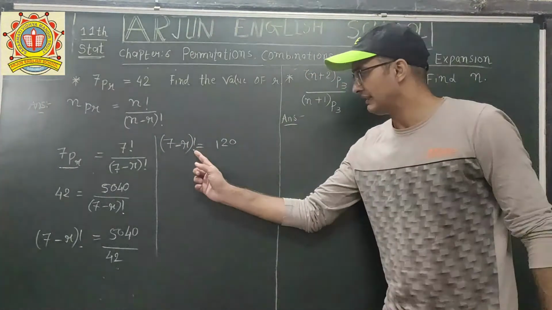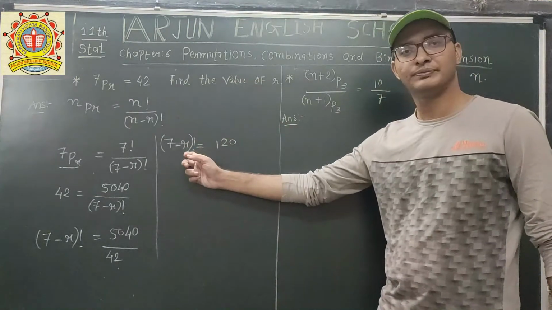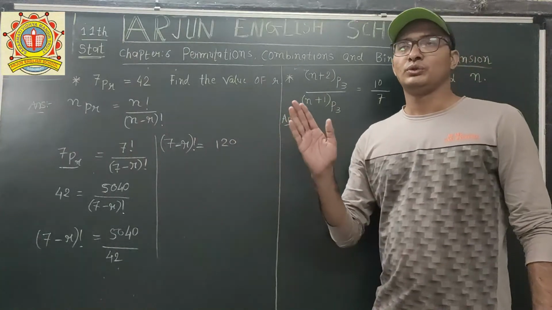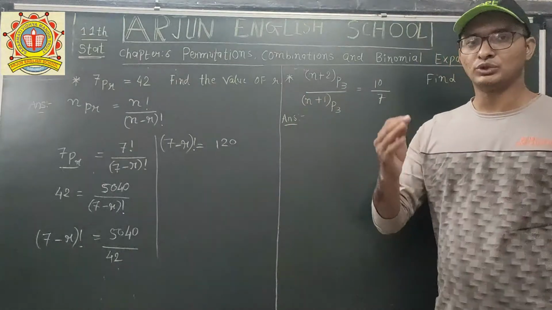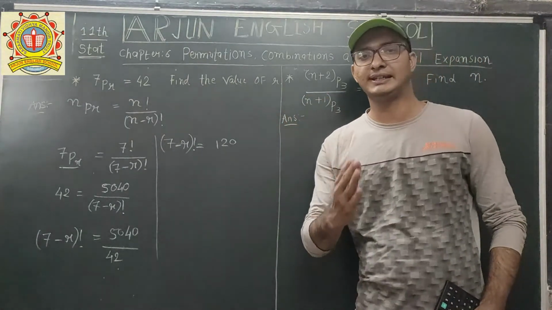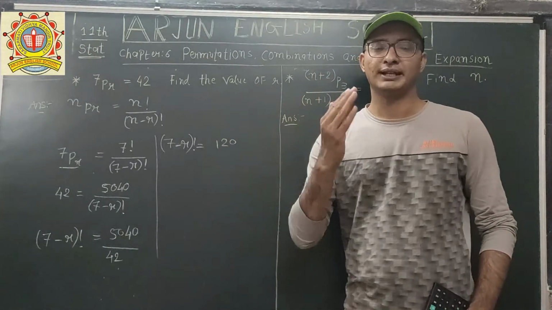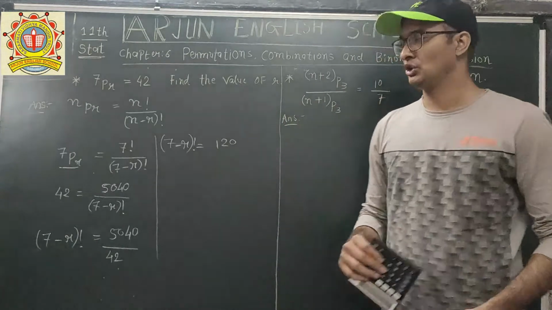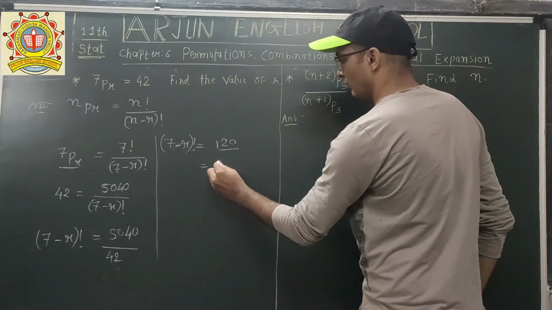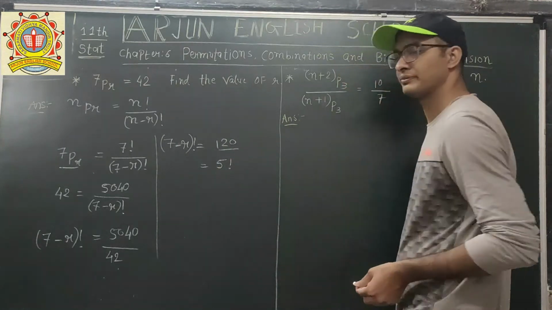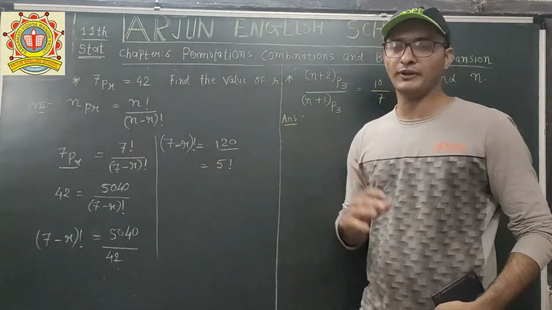Now here you can see that the sign of factorial is here. We have to find the value of r. For this we need the knowledge that 1 factorial is equal to 1, 2 factorial is equal to 2, 3 factorial is equal to 6, 4 factorial is equal to 24, and 5 factorial is equal to 120. So instead of 120, we can write 5 factorial. Understood? Instead of 120, it is 5 factorial.